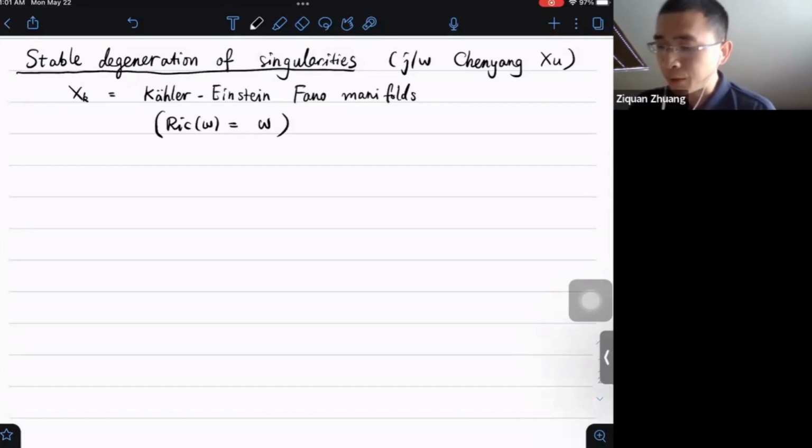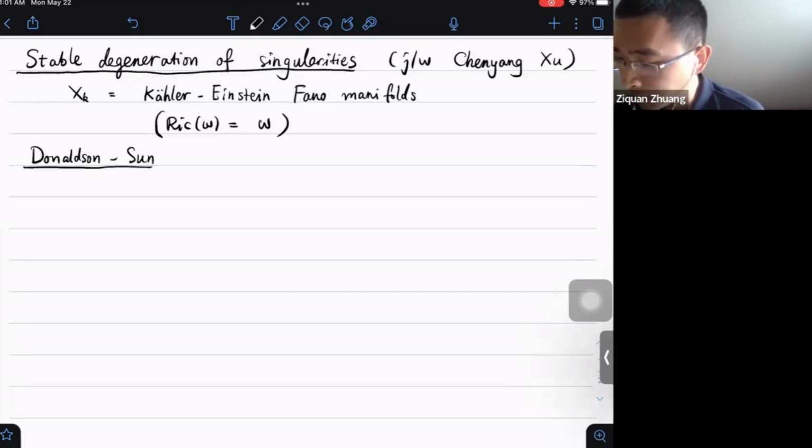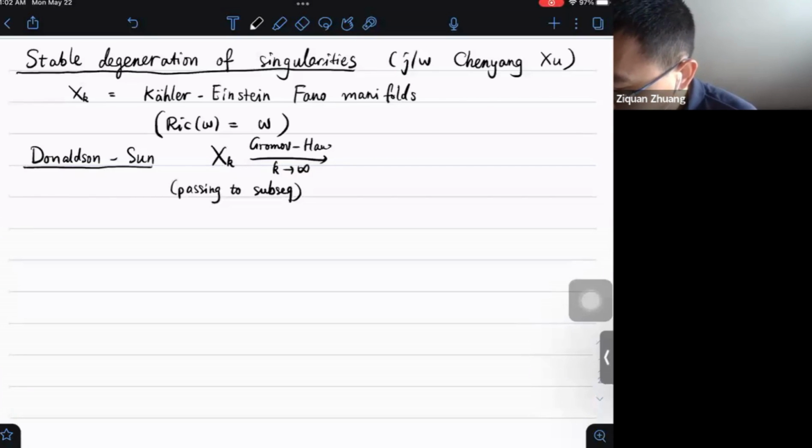Okay. And now if you have an infinite sequence of this, it was proven by Donaldson and Sun before that after passing to a subsequence, you can actually extract a Gromov-Hausdorff limit, which also has some structure of this kind. Okay, so let me state what their result says. So after passing to a subsequence, you can take the limit, and you go to the limit, you can get the so-called Gromov-Hausdorff limit. Okay, so let me call this limit space X infinity.